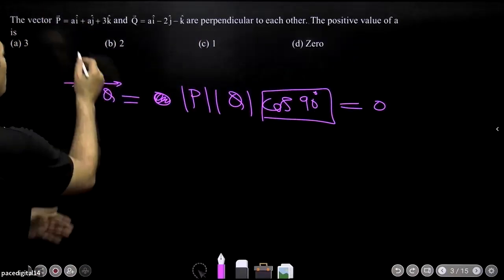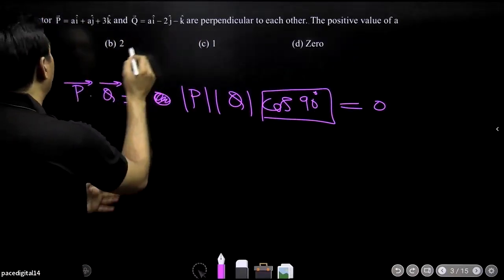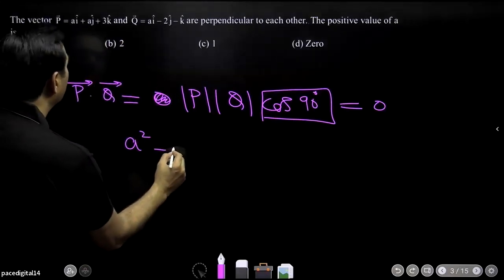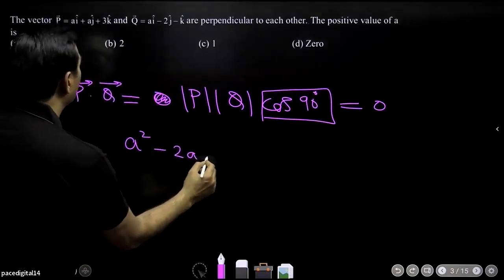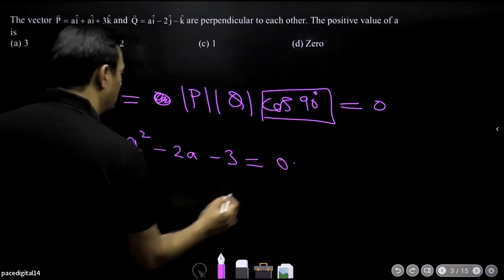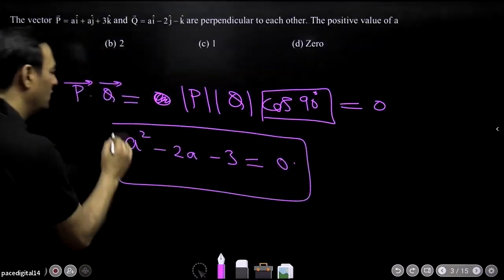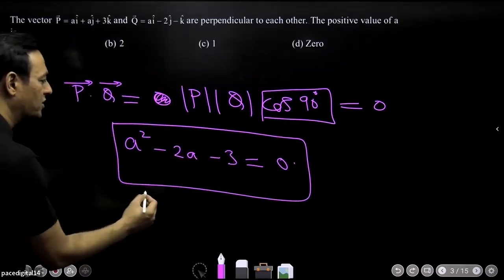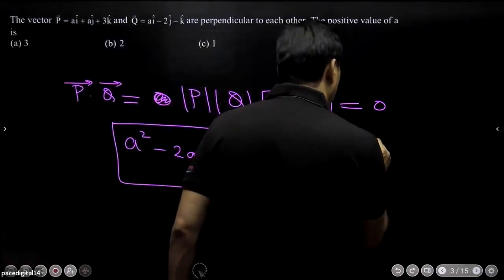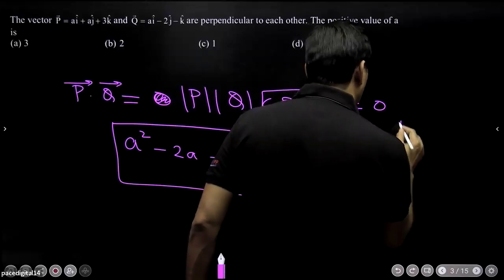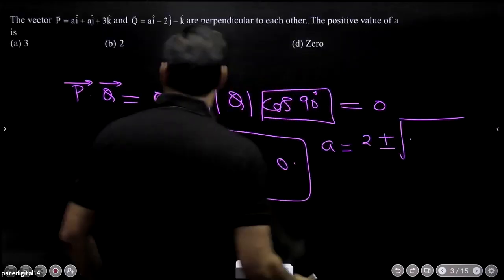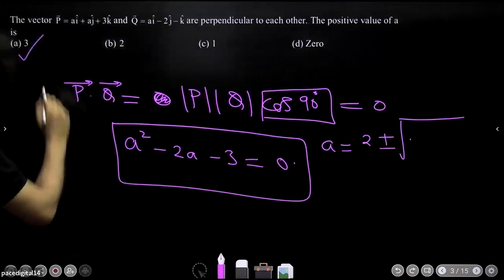Yes, sir. Now, the dot product of these two will be A square minus 2A minus 3. This gives you a quadratic equation. So A will be equal to minus B plus minus the root, or it can be factorized. The roots are 3 and minus 1. So minus 1 is rejected, so it will be 3. Good.